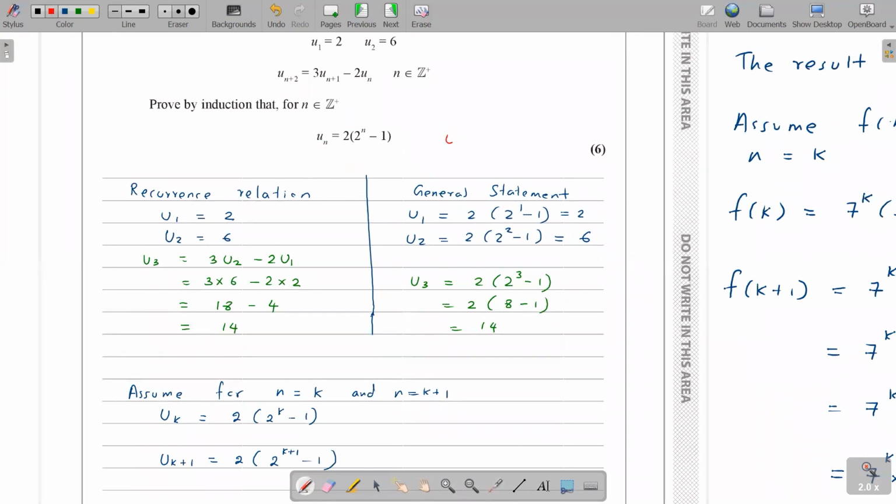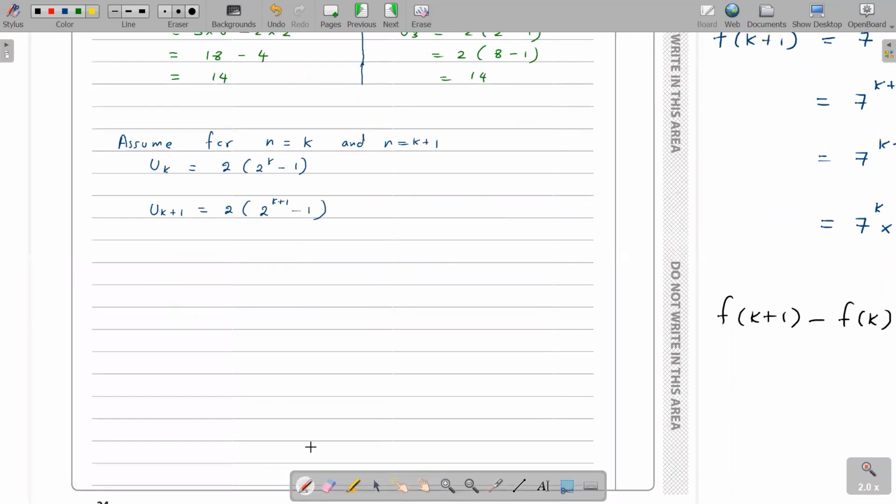What's the k plus 2 term in the general statement? 2 times 2 to the power k plus 2 minus 1, right? So this is the target. This is what we need to achieve. So then we need to see whether we can get the k plus 2 term from the recurrence formula. So from the recurrence formula, let's get the k plus 2 term.